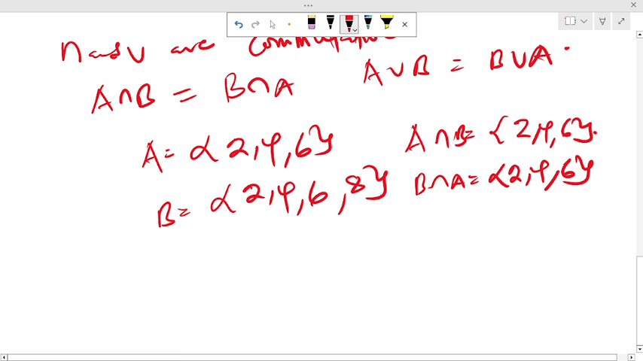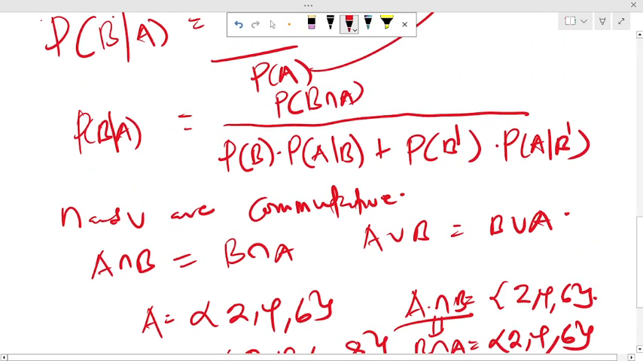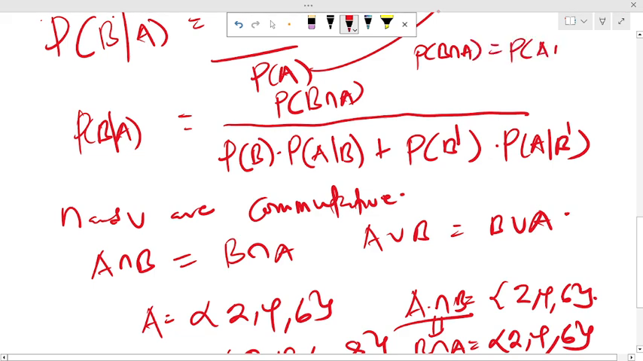So that means that this is equal to this. This is equal to this. So they are commutative, right? The same applies to union. So you can try union as well. You see that it is indeed commutative. So if that is so, then I can say that probability of B intersection A should be equal to probability of A intersection B, right? So probability of B intersection A should be the same as probability of A intersection B, right?